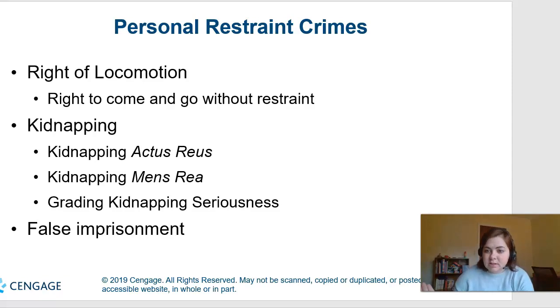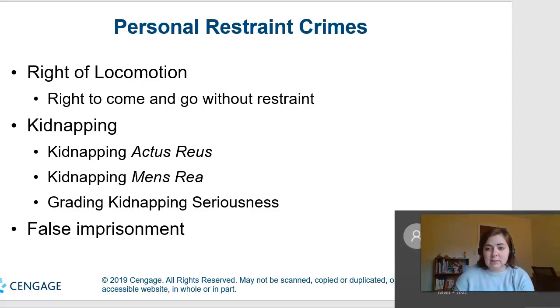Threat of force is enough. It does not necessarily have to be physical restraint here, so just threatening them that if they move, this harm will happen to them, and them believing that would be sufficient to complete the criminal act. And this is a specific intent crime. You need to intend to deprive your victim's liberty.